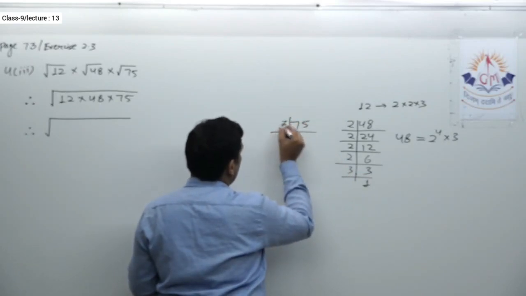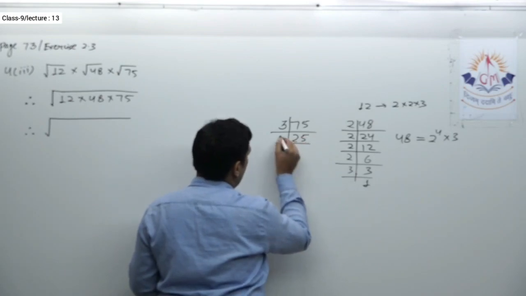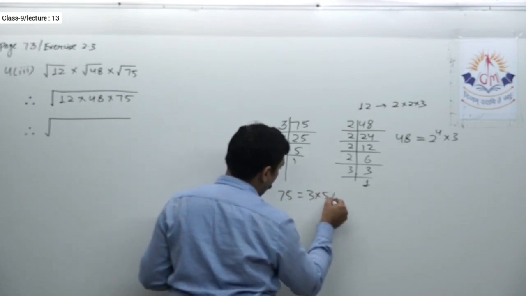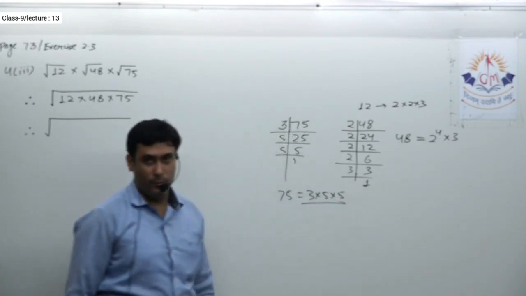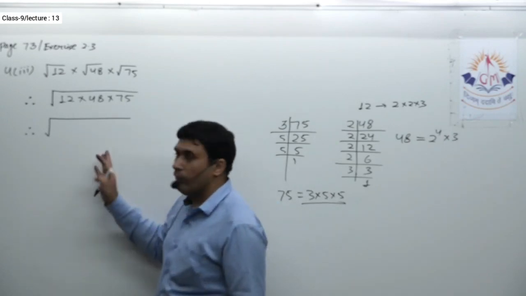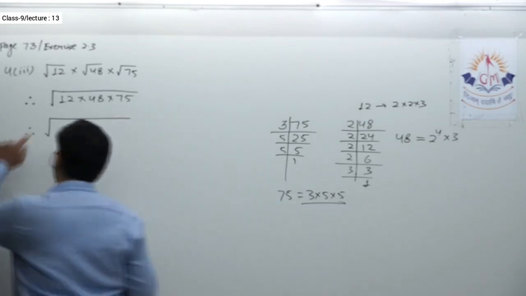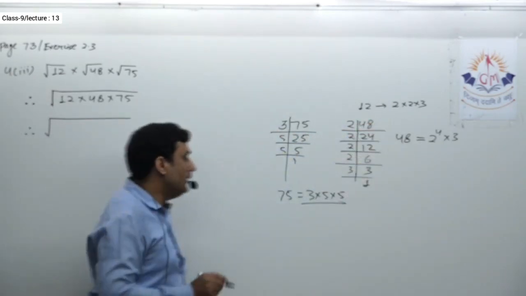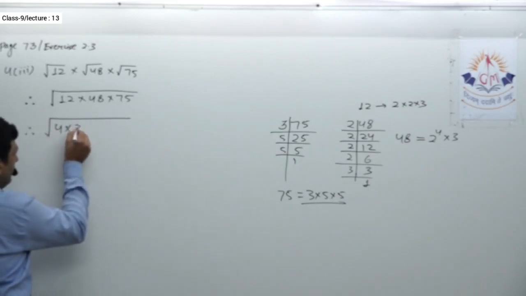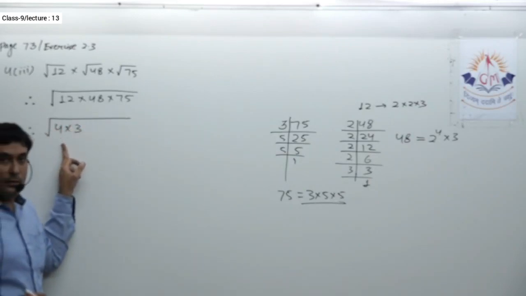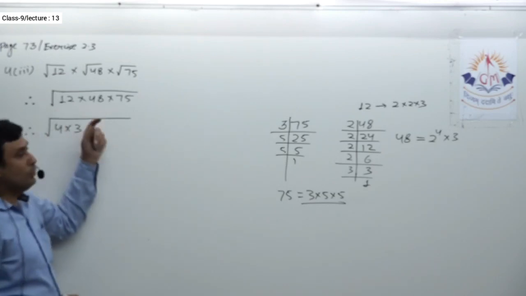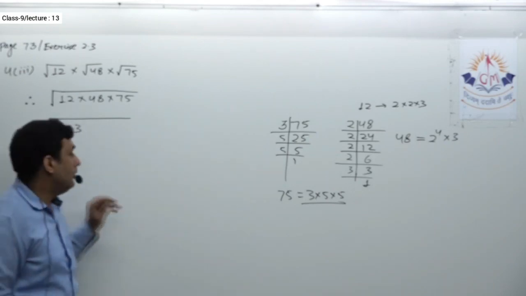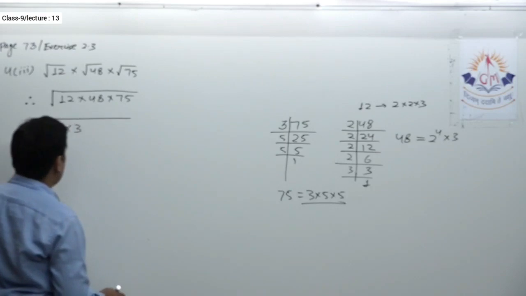Then I have 75, so if I find the factors of 75, I'll start from 3, then 5, then 5. So 75 is equal to 3 into 5 into 5. But this is a little bit time consuming. Ultimately we know we have to find the square root. So instead of writing 2 into 2 into 3 as 12, I'll prefer to write 4 into 3. Why? Because square root of 4 is 2, that I know directly. This is square root, so ultimately I have to make pairs of two similar numbers. So here I wrote 4, so its square root I can find directly.